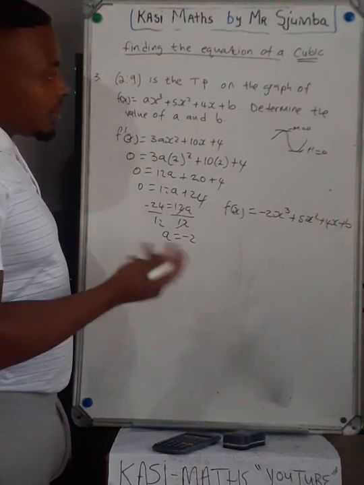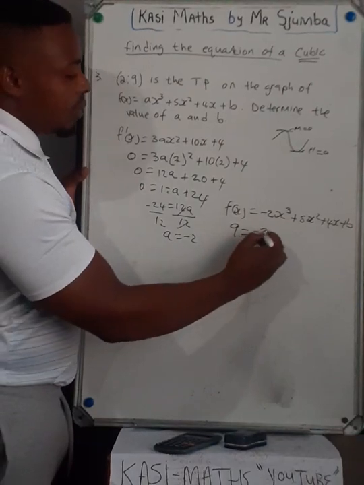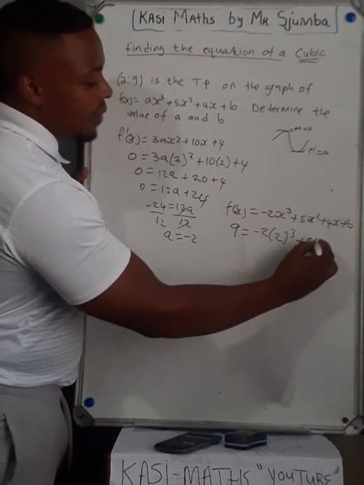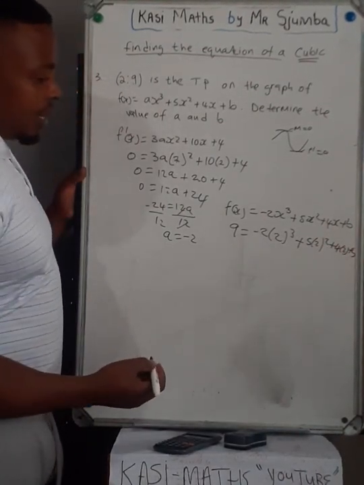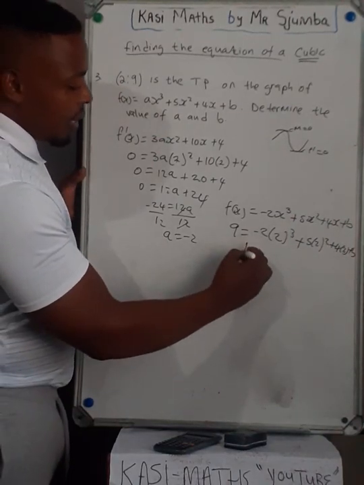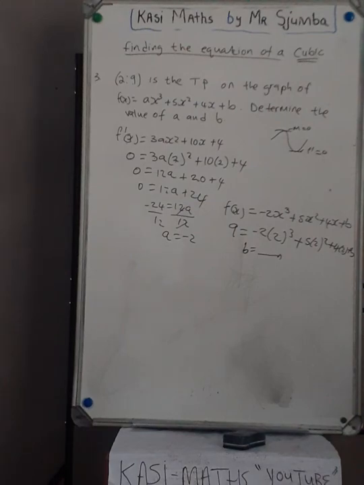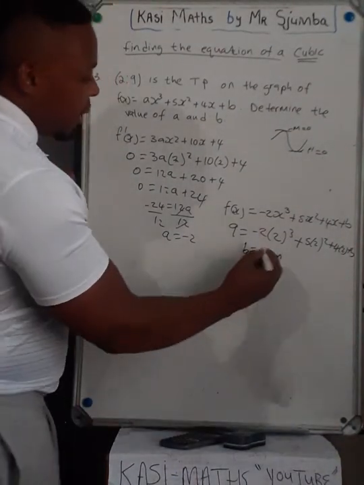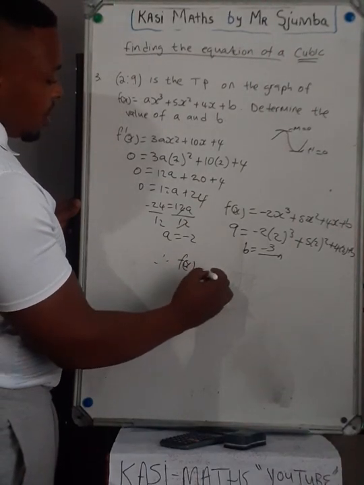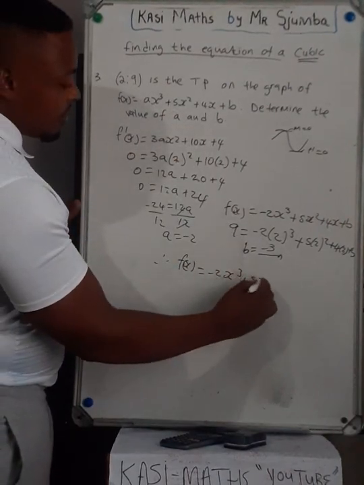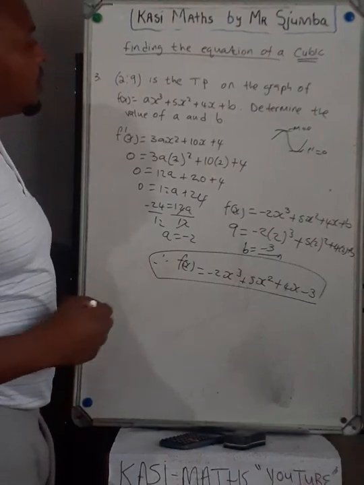Yes, it's a turning point, but it's still one of the points on the graph, which we are allowed to use. So we put 9 in place of y: 9 equals -2 times 2 cubed, plus 5 times 2 squared, plus 4 times 2, plus b. Then we add everything up and bring it back here, and at the end we get b. Let me use my calculator here. And then b is -3. So therefore our equation f of x is equal to -2x cubed plus 5x squared plus 4x minus 3, which is b. So this is how we find our equation.